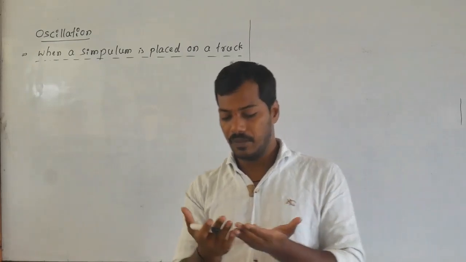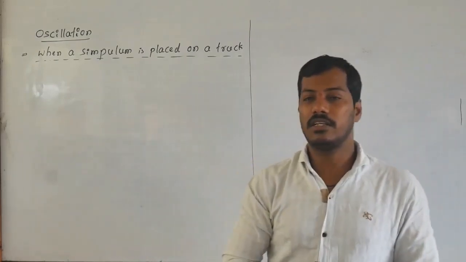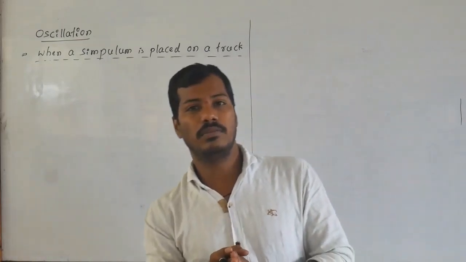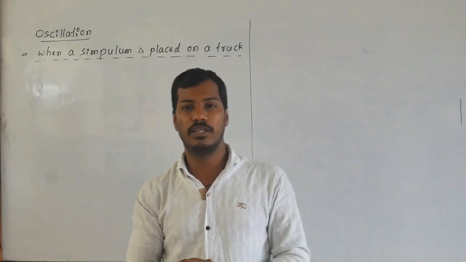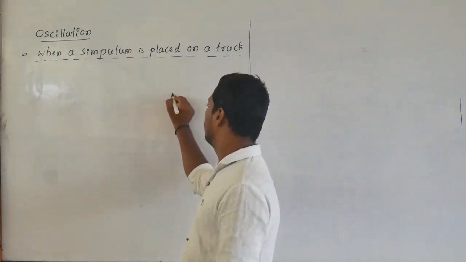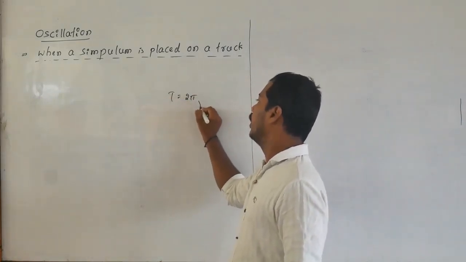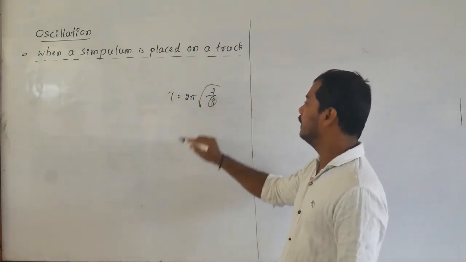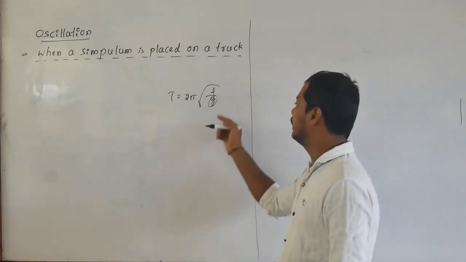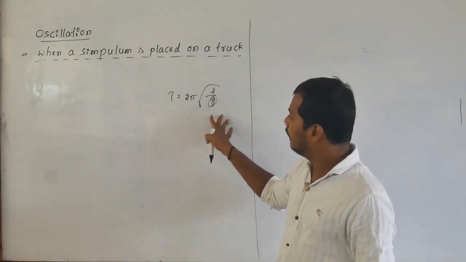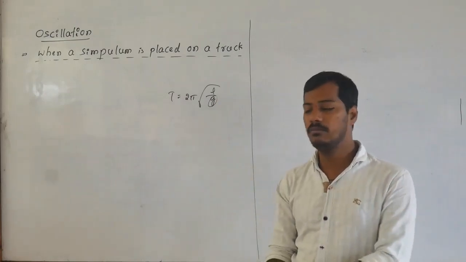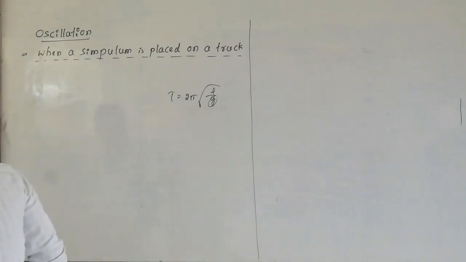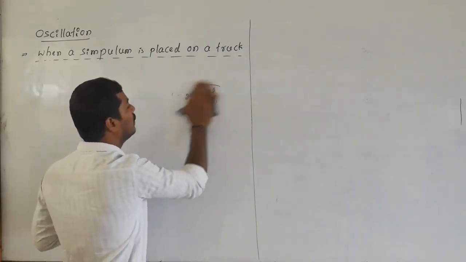Dear students, in our last class we discussed the simple pendulum. The time period of a simple pendulum is T equals 2 pi root L divided by g, where g is the acceleration due to gravity, which is constant. It means the time period of a simple pendulum is directly proportional to the square root of the length of the string.